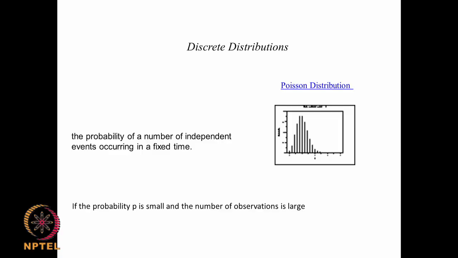Again, this is a discrete distribution which talks about events. Again, Poisson is an extension of binomial distribution.